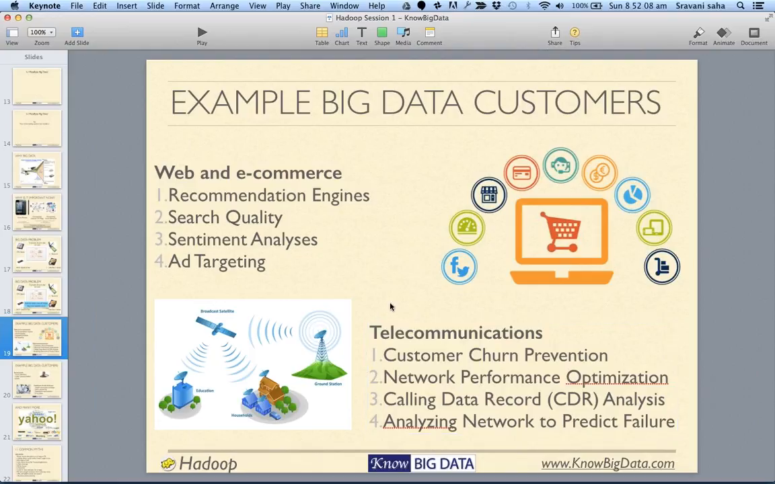Right? So for example, if you want to understand how the feedback for Iron Man was before and after the movie was released, what you will do in this case is download all the tweets from Twitter and then see whether people are talking positive or negative about your movie.